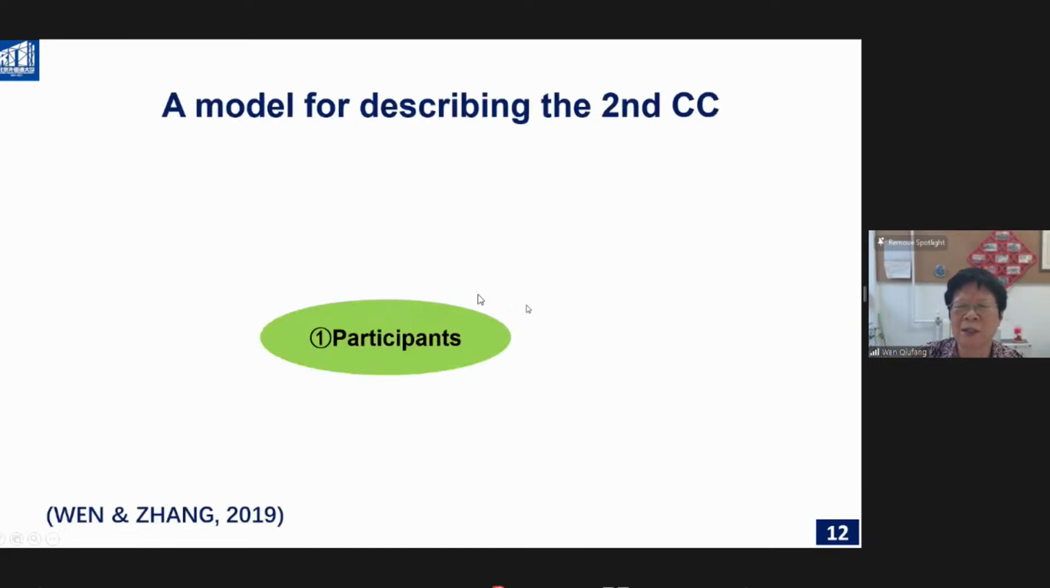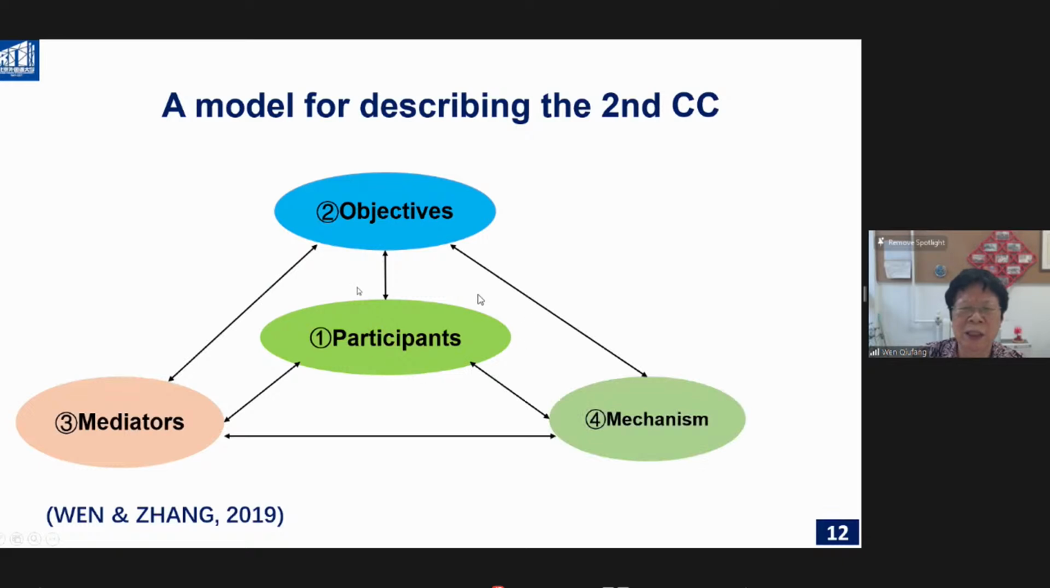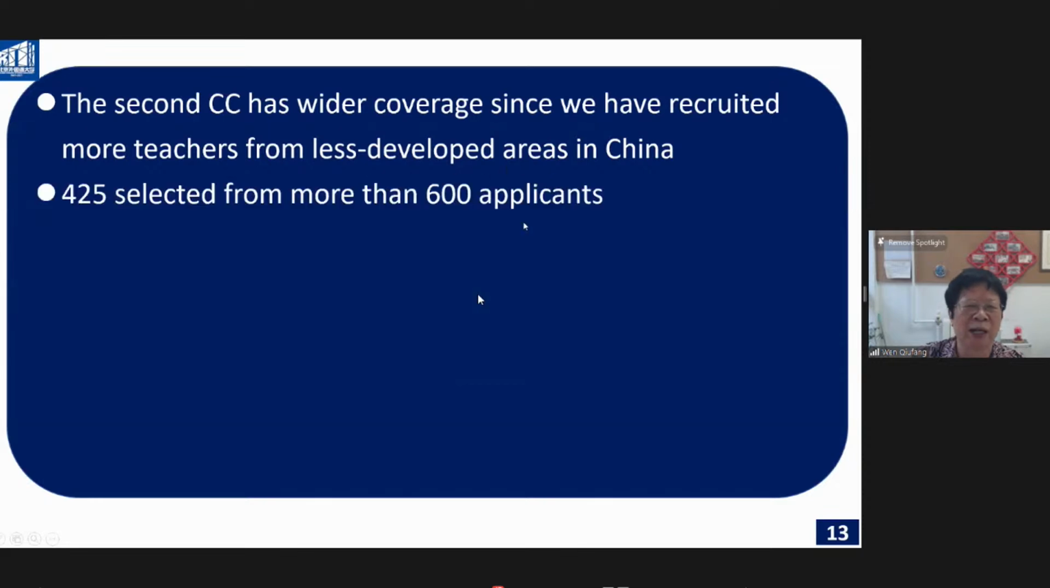Now, the model consists of 4 elements. The first, participants. The second, objectives. The mediators, and then mechanism. And these 4 elements are interactive with each other and with participants at the center. Okay, let's start with participants of the second CC. Now, the second CC has a wider coverage since we have recruited more teachers from less developed areas in China.